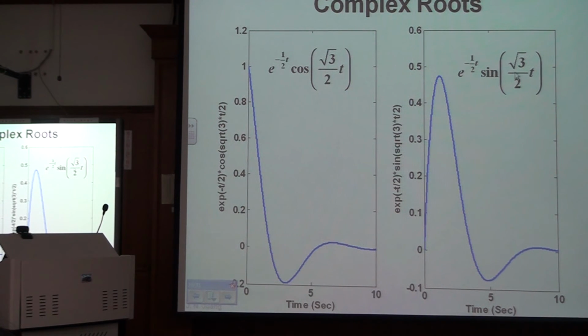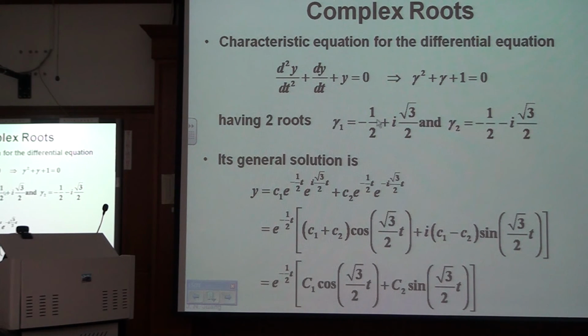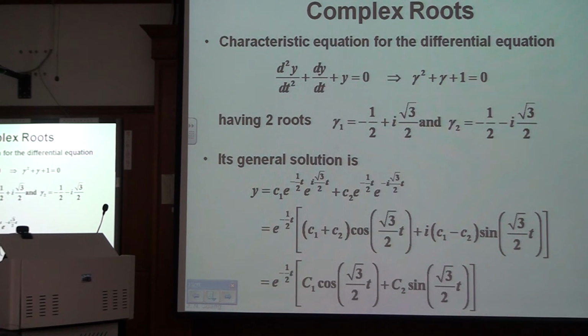Okay, listen carefully now. If you look at that one here, the real part of the eigenvalue gives you the damping. It could be negative damping, or positive damping. The imaginary part, square root of 3 over 2, gives you the frequency. That's the physics of this eigenvalue, of these roots.